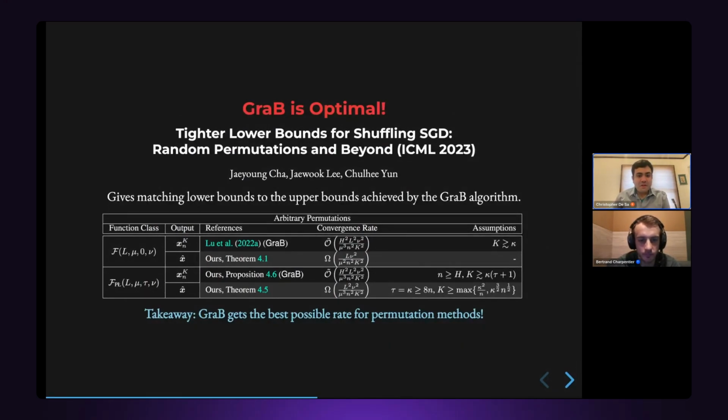So in 2023, there was a result that gave matching lower bounds to the upper bounds achieved by our algorithm. So not only is GraB better than random reshuffling, it's actually optimal among all permutation methods. No permutation method could do better, at least in terms of the asymptotic rate, than GraB.